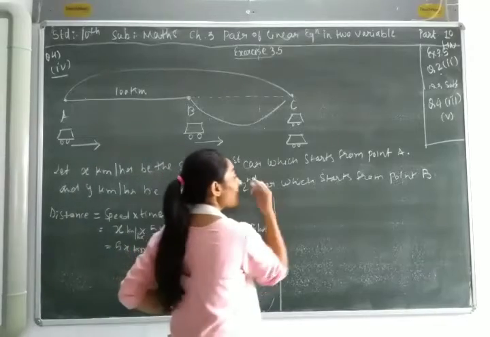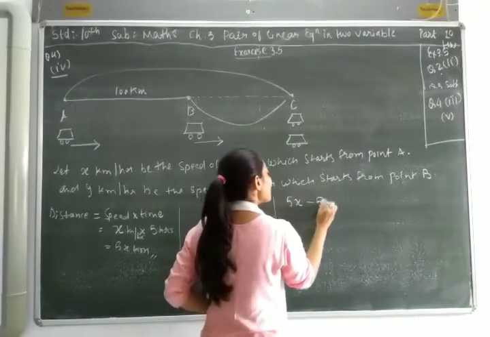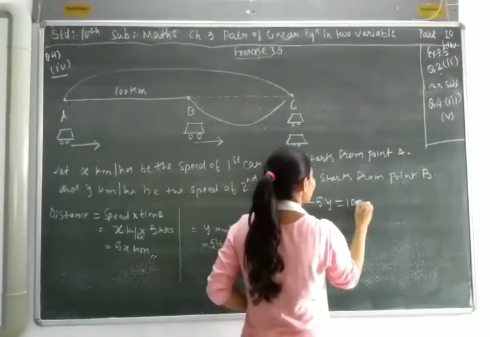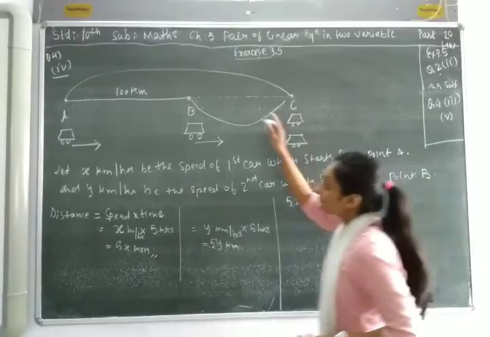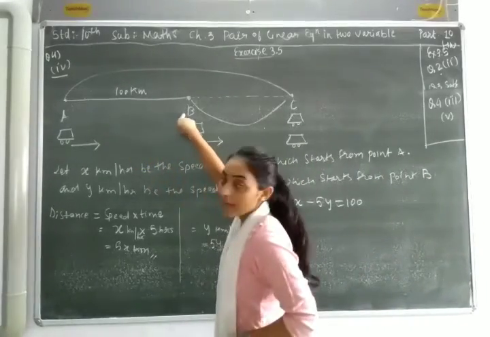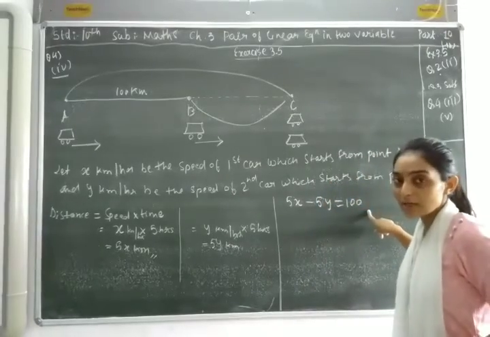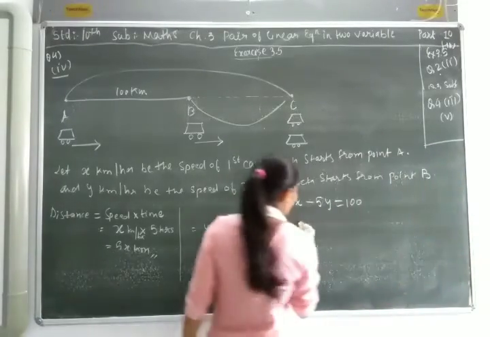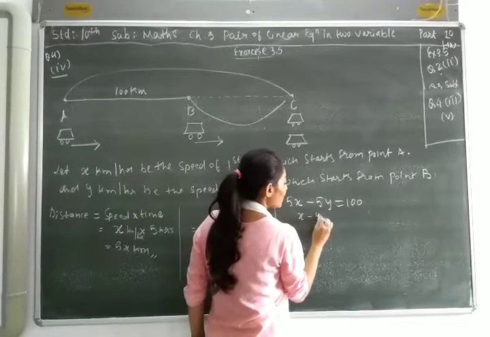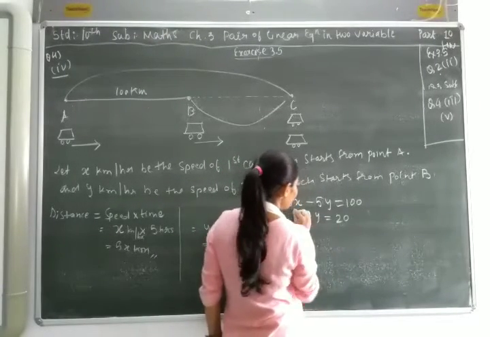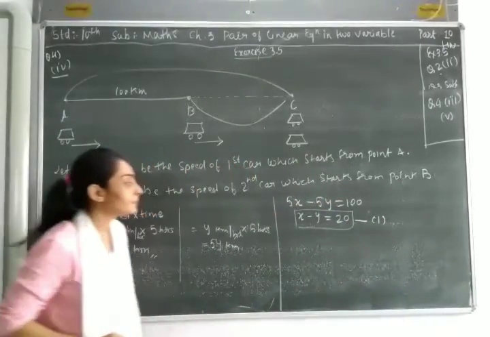So my first equation is 5x minus 5y equals 100. It is minus because we want AB, which means AC minus BC, so we get 100 over here. So this one is my first equation. Now dividing by 5, we get x minus y equals 20. So this one is my first equation.